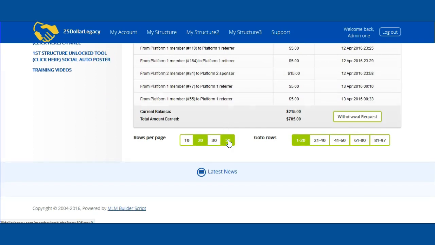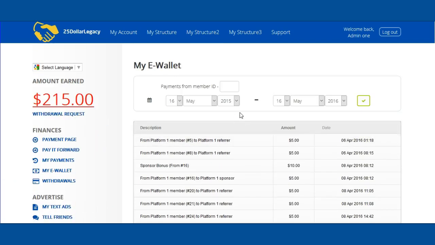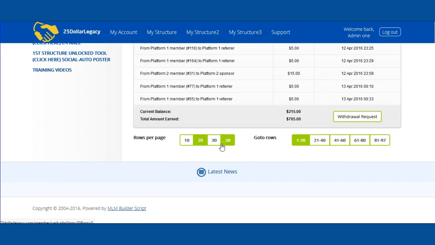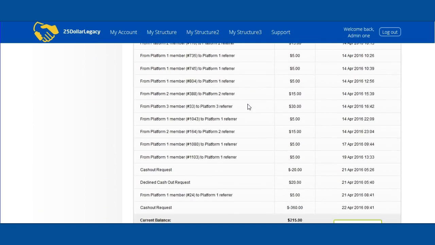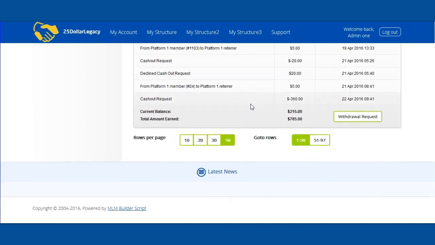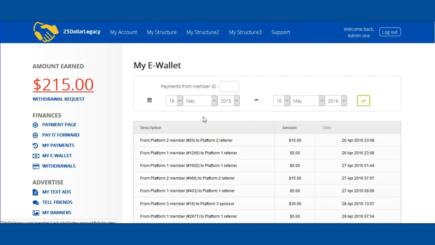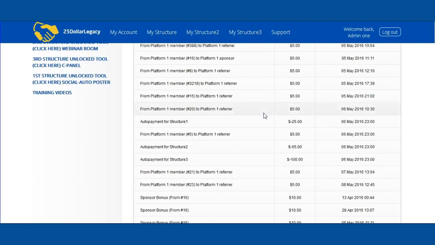Or 50, there's more. So they think that they're only paid by these members here, and they don't realize that there are more rows that you can click on. If you click on 50, it will show 50 spots right here instead of just 20. And the same thing with 51 to 97. So this is one page, and then you click on 51 to 97, and this is the second page.